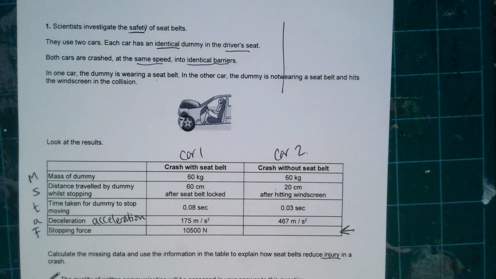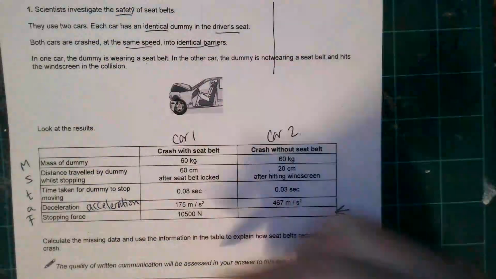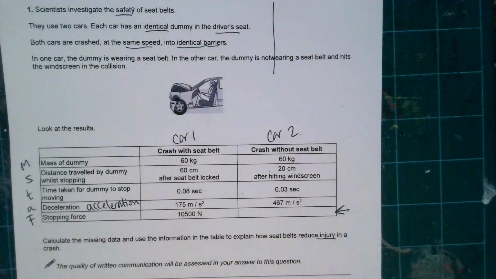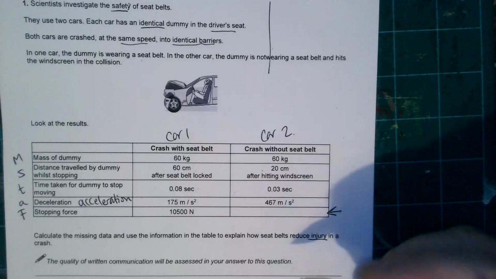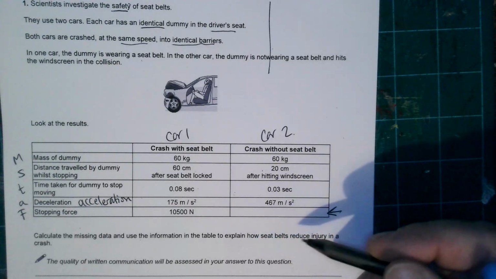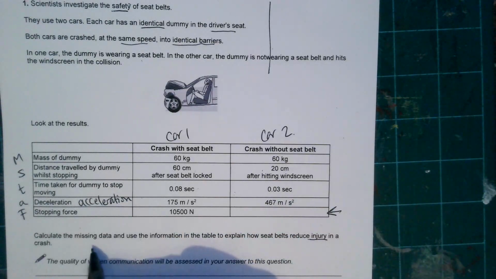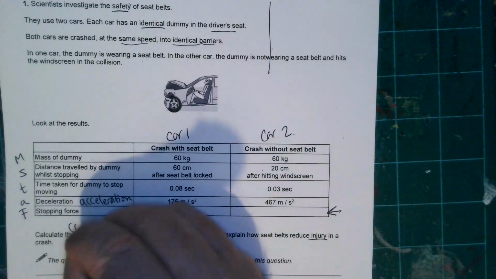The quality of written communication will be assessed in your answer to this question. That just means that your answer should be clear. One way to be clear is to think of some sort of way of structuring your answer, and there's usually clues in the question as to how you might structure your answer. So let's have a look. Let's just go back to the question. Calculate the missing data. Well, that's one thing I need to do.